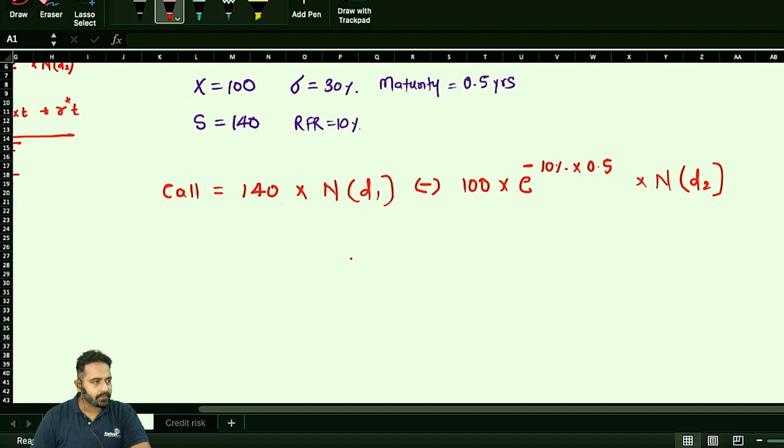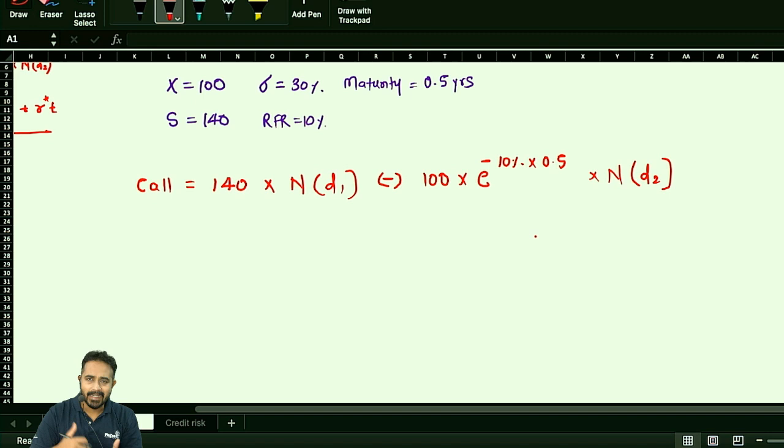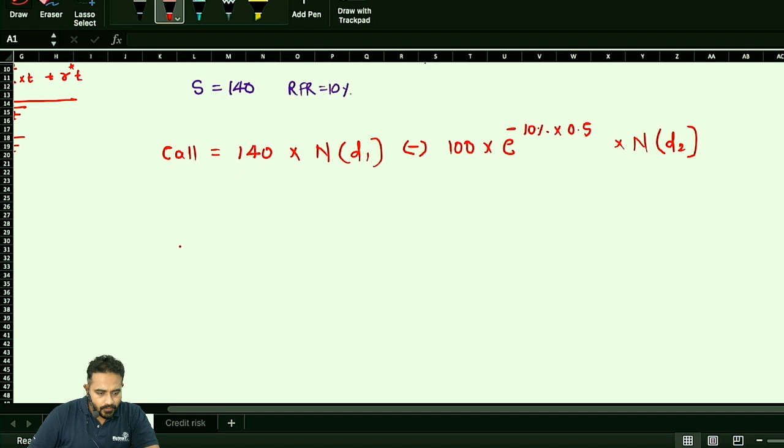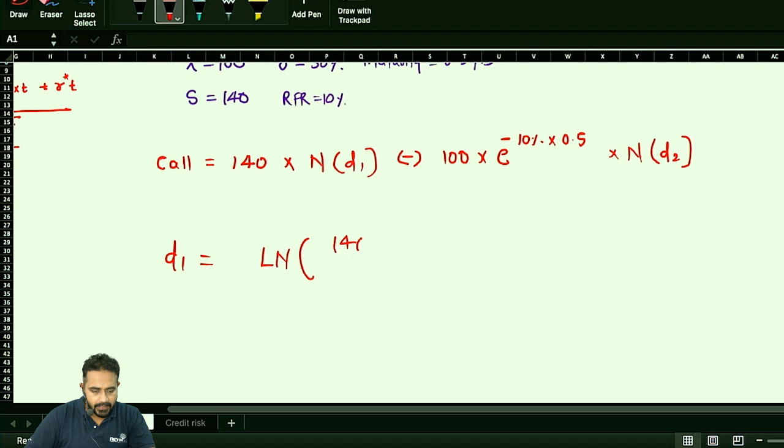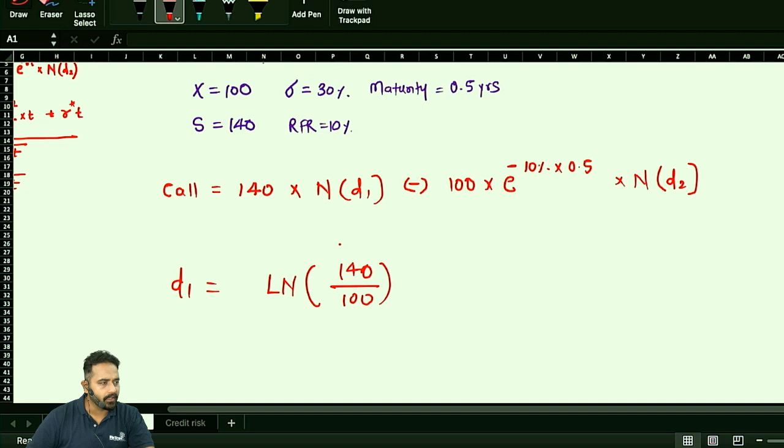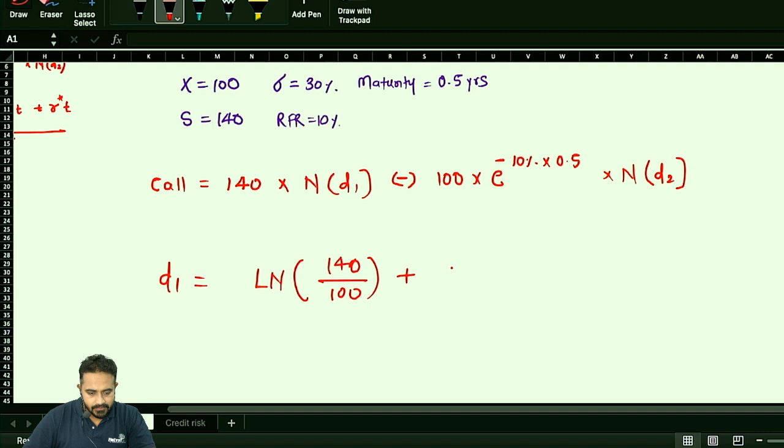So now the only thing that's left for us is to figure out what would be the value of D1, what would be the value of D2, and then we get ND1, ND2, job done. All right, so let's do ND1. So D1 is equal to natural log of the distance between the spot and the strike. So distance between the spot and the strike would be 140 divided by 100, correct? Spot divided by strike, 140 divided by 100, plus we'll take the variance, 30%. Sorry, this is a standard deviation. When I square it, I get the variance. Divide this with 2, because we want to take half of it. So 30% square divided by 2.